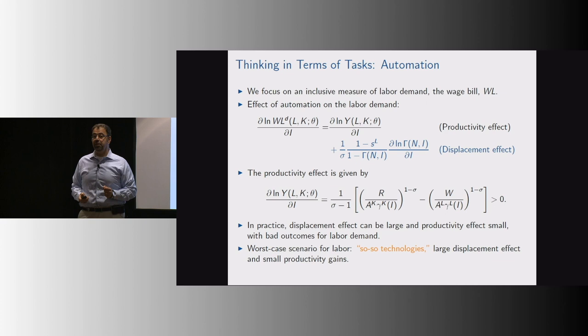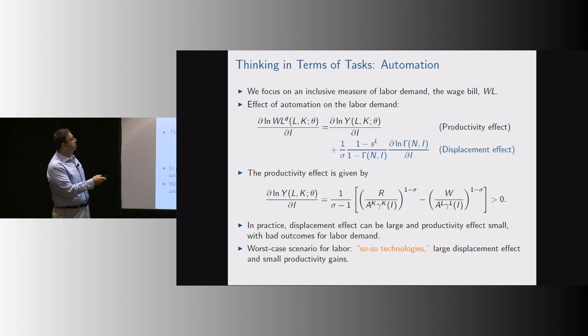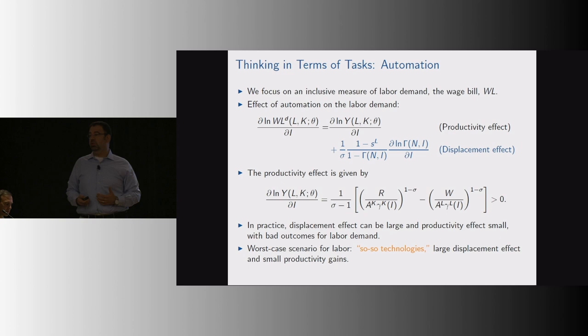And I'm emphasizing this because this will be an important part of interpreting the data. Another comment: if the displacement effect wasn't here, labor share would be constant because these are log derivatives. So it would be that when I increases, labor demand, the wage bill, increases exactly as much as productivity. But since the displacement effect is negative, automation always reduces the labor share.